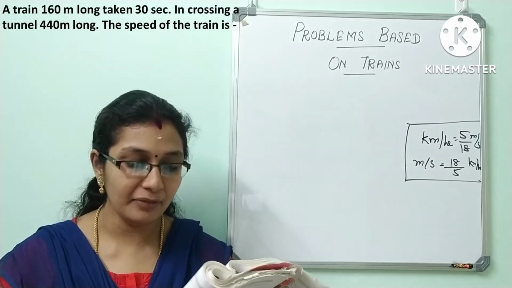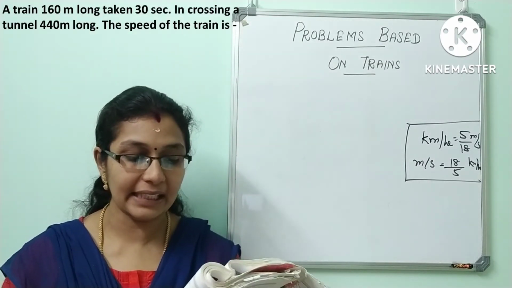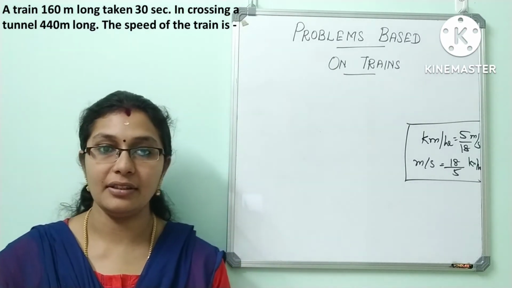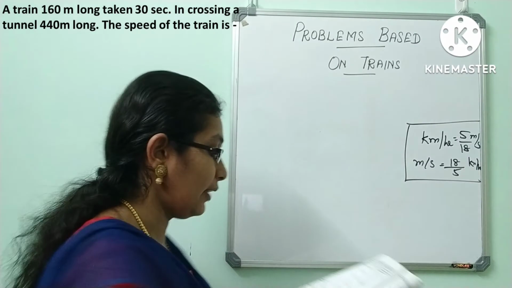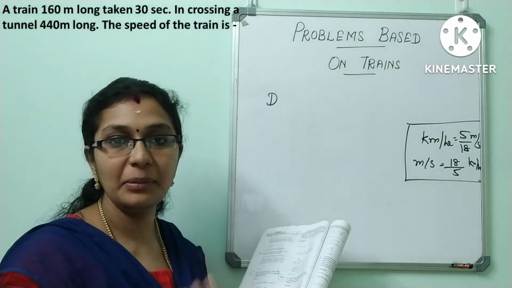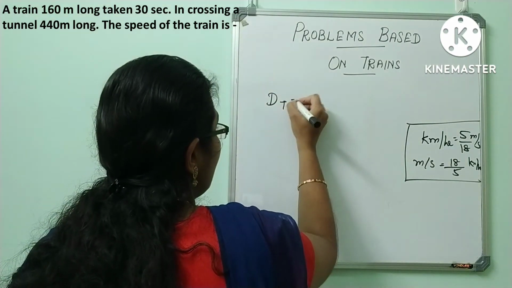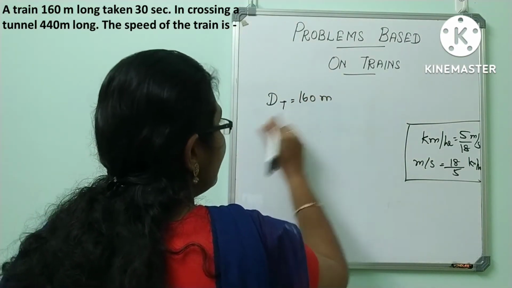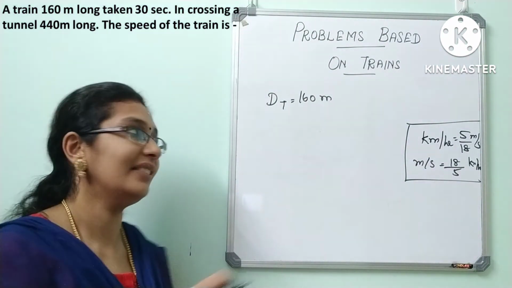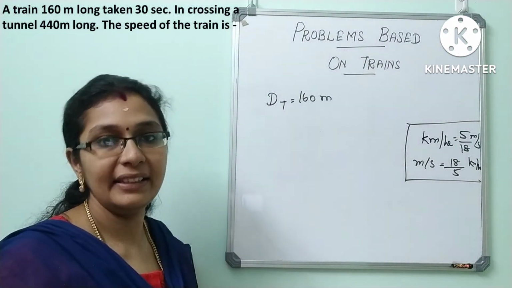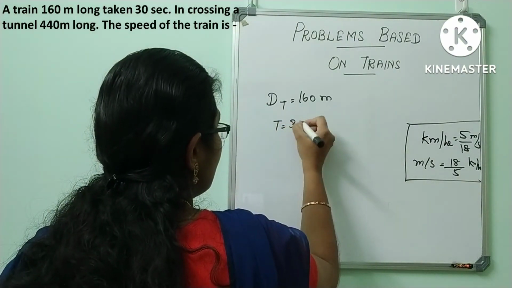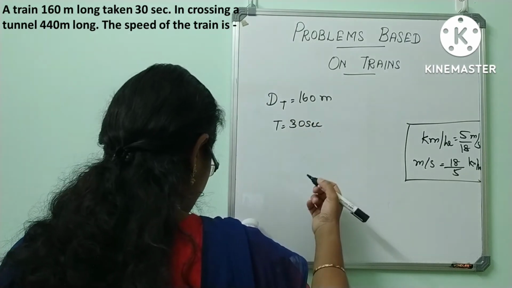A train 160 meter long takes 30 seconds in crossing a tunnel 440 meter long. The speed of the train is? So write down what all the data given. Length, which is nothing but the distance. Distance and length are one and the same, don't get confused. So distance of the train is 160 meter. I write it as distance because we are used to time, speed and distance, not length. Length and distance are one and the same. And the time taken to cross is 30 seconds they have given.